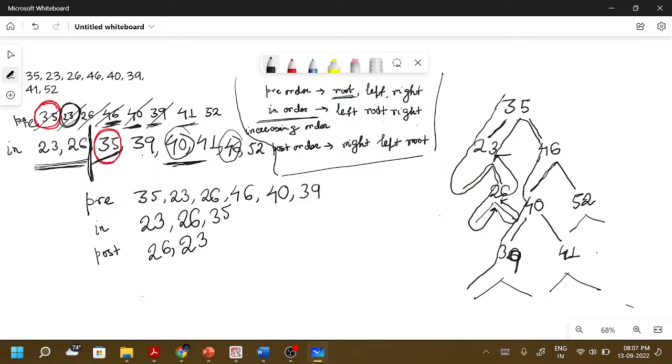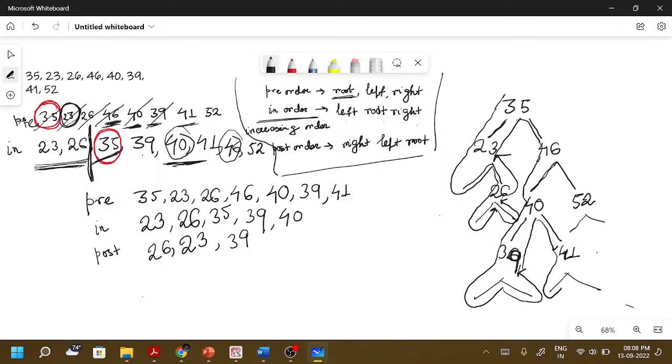Then we'll go back, we don't have anything, so we are again hitting 39, this is the second time, so 39. Again going back, hitting this a third time, so post-order 39. We are hitting 40 for the second time, so 40. Then we go to the right side, first time we are hitting 41, so 41.